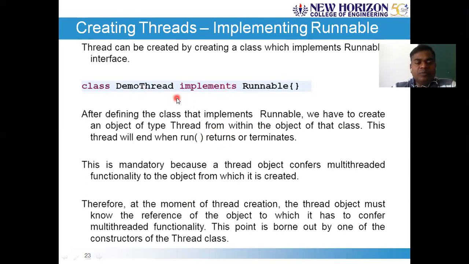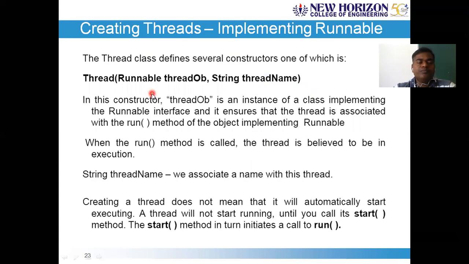So you have to define a DemoThread that implements Runnable. Runnable is an interface where the run method is a part of that interface. And if any class is implementing an interface, it must implement all the methods of the interface that you are implementing. So the Runnable interface has a run method. You should write a run method inside the DemoThread. As simple as it is.